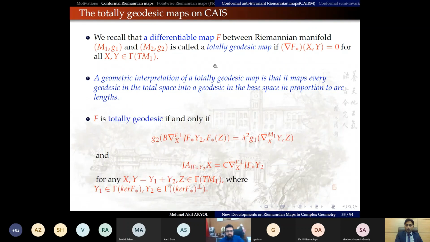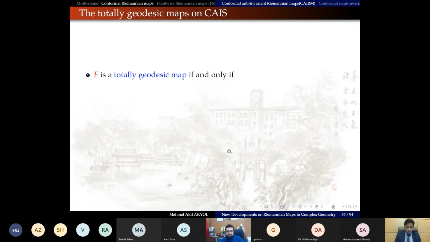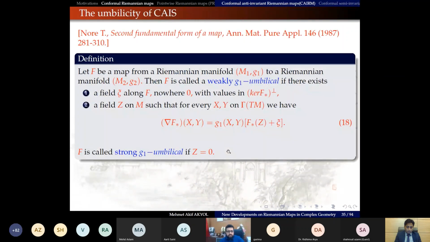And so F is totally geodesic if we have two conditions. In this part, we take two vector fields in the horizontal space and compute the second fundamental form of the map. And we take two vertical vector fields, the same computation. One is vertical and one is horizontal. So it gives us many different equations. The second one is this.